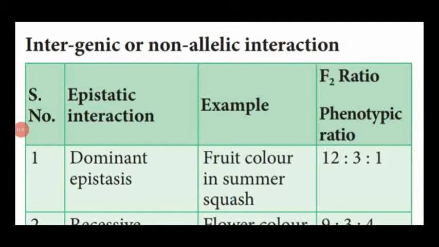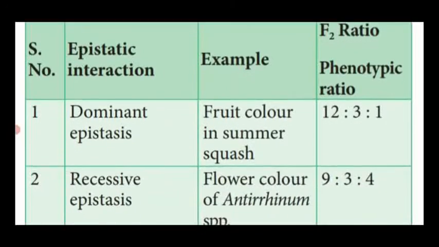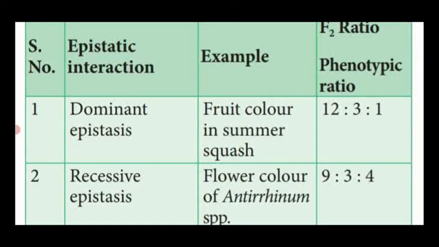Dear students, the next table column shows different intergenic gene interactions with example and phenotypic ratio in the F2 generation. First one, dominant epistasis. We have seen in the previous video class, that is fruit color in summer squash. The ratio is 12:3:1: 12 white color fruit, 3 yellow color fruit and 1 green color fruit.